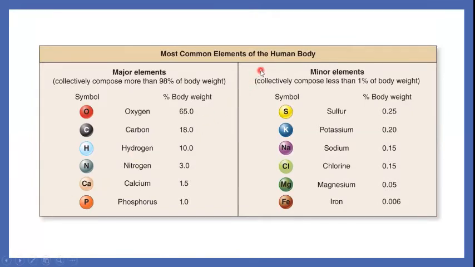Our minor elements collectively compose less than 1% of our body weight. These include sulfur, potassium, sodium, chlorine, magnesium, and iron. Very small percentages, but all of these are going to be essential to the body functioning properly.